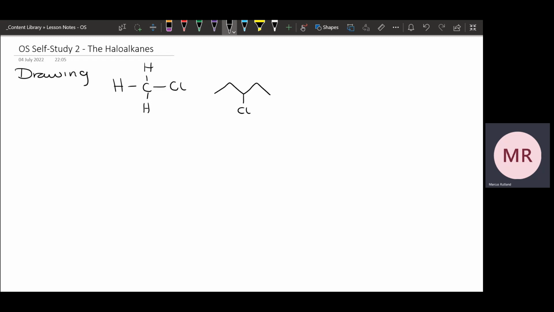If there's something written at the end of a line, then there isn't a carbon there. So this is a 5-carbon chain, pentane, with a chlorine attached to the middle carbon.